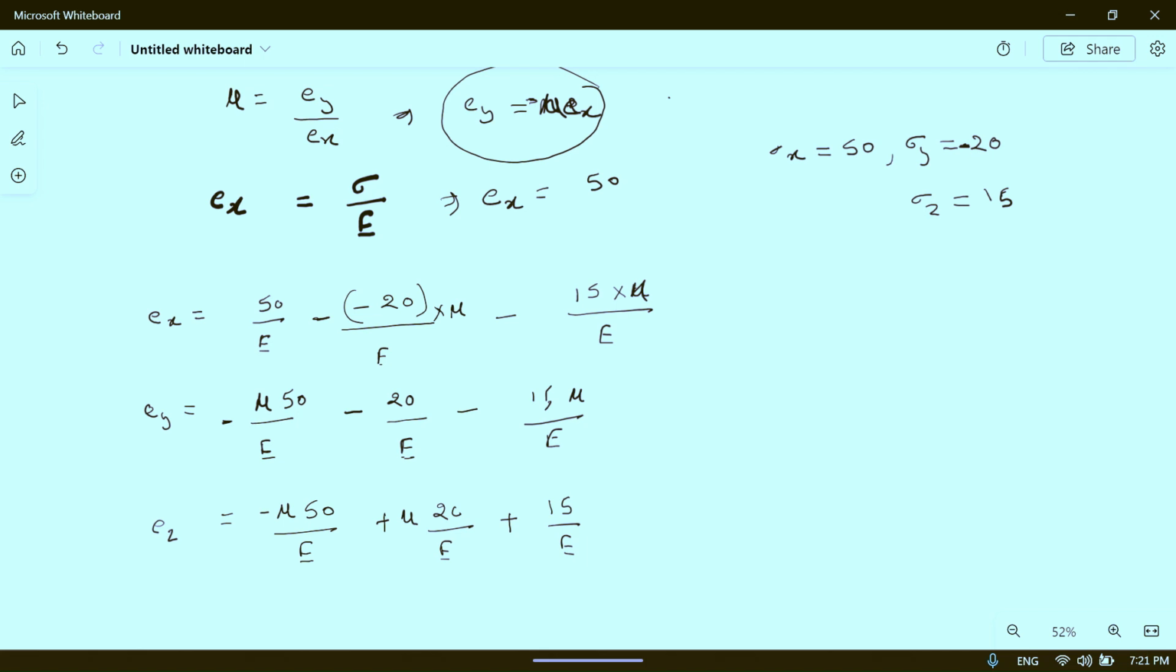So this is the value of strains. If you simplify it, then you will get 51.5 divided by E, this will become minus 39.5 divided by E, and the last one will become 6 by E.